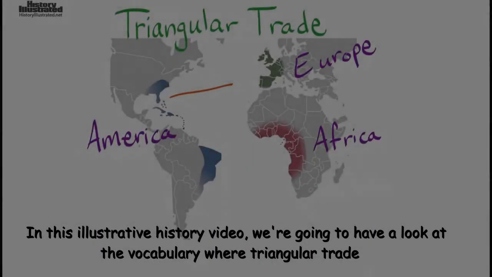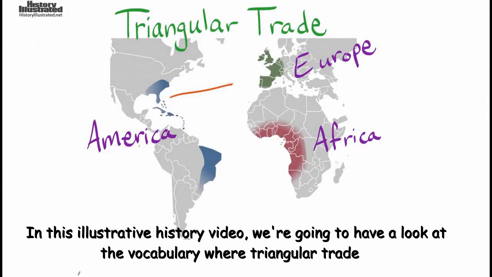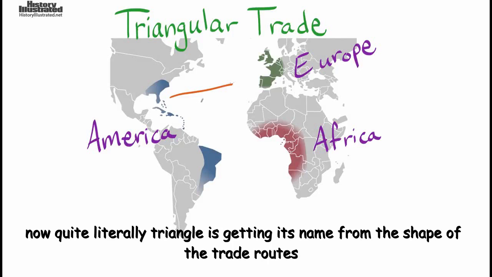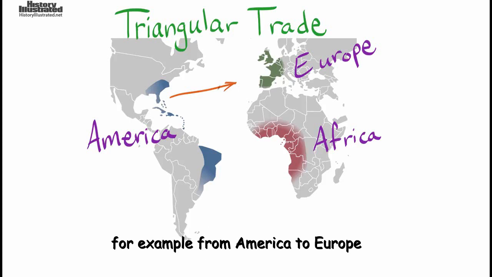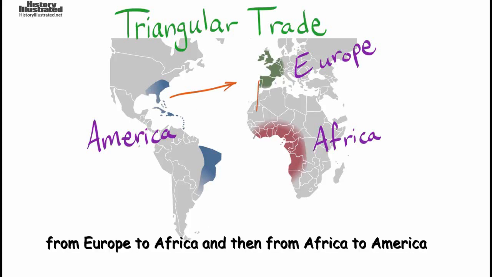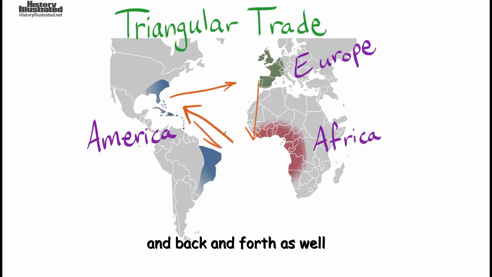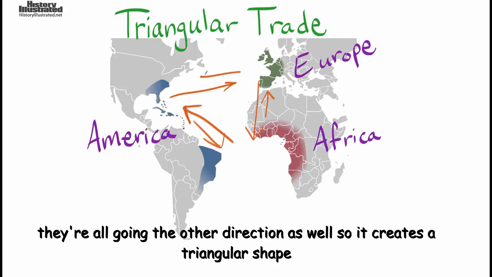In this History Illustrated video, we're going to take a look at the vocabulary word triangular trade. Now, quite literally, triangular trade is getting its name from the shape of the trade routes. For example, from America to Europe, from Europe to Africa, and then from Africa to America, and back and forth as well. They're all going the other direction as well. So it creates a triangular shape.